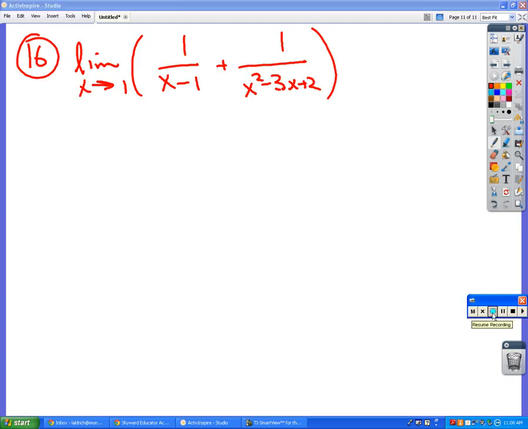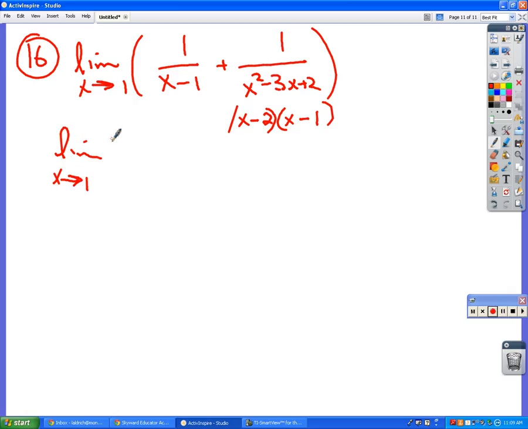Try and plug in one, no, it doesn't work. So then you need to figure out some algebra that you can do. In this, we're going to get a common denominator. This factors into x minus 2, x minus 1. So what will my common denominator be? x minus 2, x minus 1. It's like a big old algebra review class.